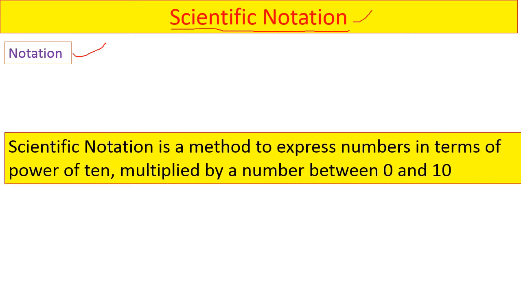Let us define what scientific notation is. Scientific notation is a method to express numbers in terms of a power of 10 multiplied by a number between 0 and 10.